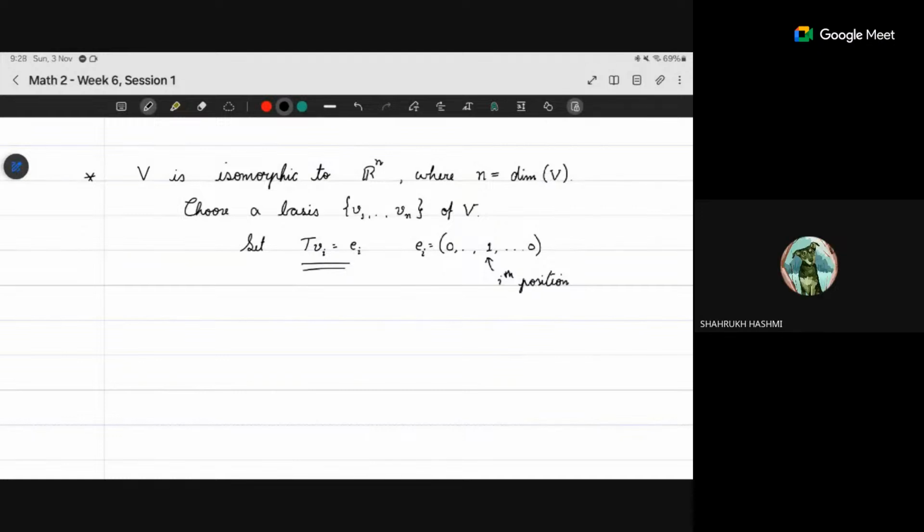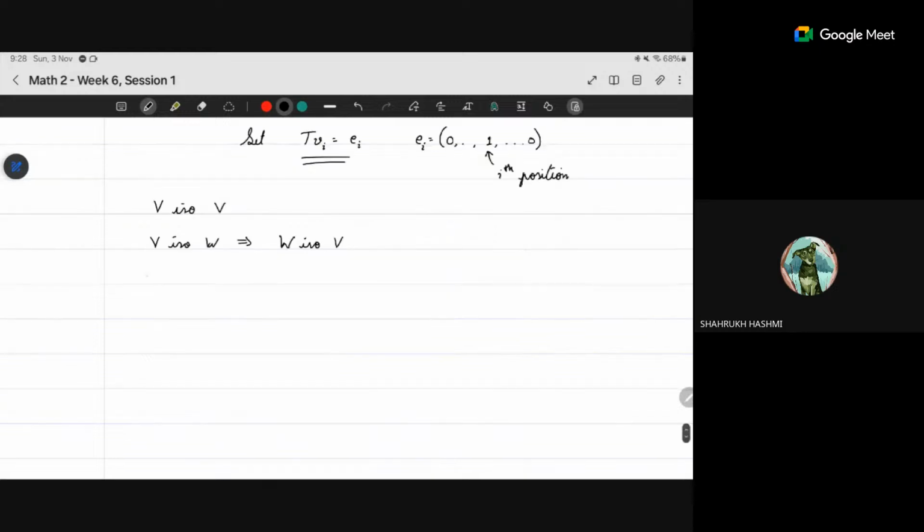Reflexive, symmetric, transitive. Yes, sir. Okay. So V is always isomorphic to V. If V is isomorphic to W, then W is isomorphic to V. So this is true, right? Isomorphism is an equivalence relation, is what I'm saying.